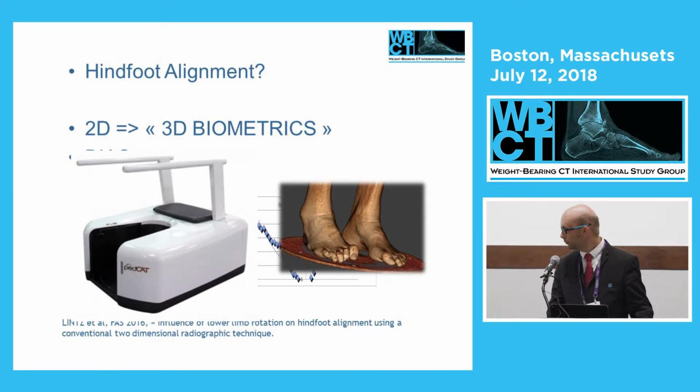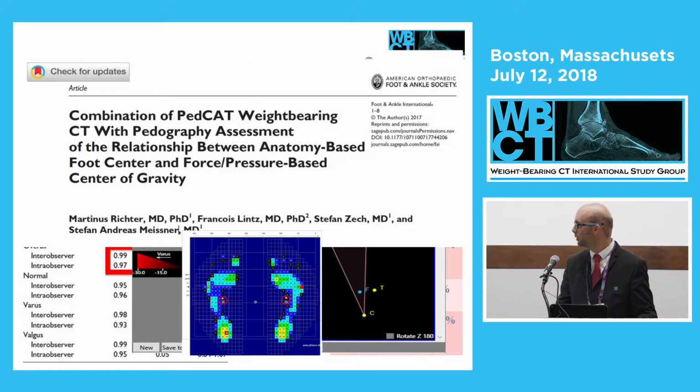So the weight-bearing CT was one of the solutions to create such a tool. We published this last year in Foot and Ankle International. This was the validation of the concept and the first study on about 150 feet. And we found that the intra- and inter-observer reliability of this measurement tool was excellent. And we found the normal value for this foot and ankle offset, which is around 2%.